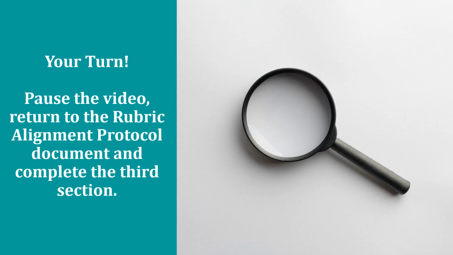Now that we've reviewed a few examples, it's your turn. Pause the video and return to the rubric alignment protocol from earlier and complete the third section related to objective language. Review your district-created rubric for language that is subjective, vague, and requires a great amount of inference.